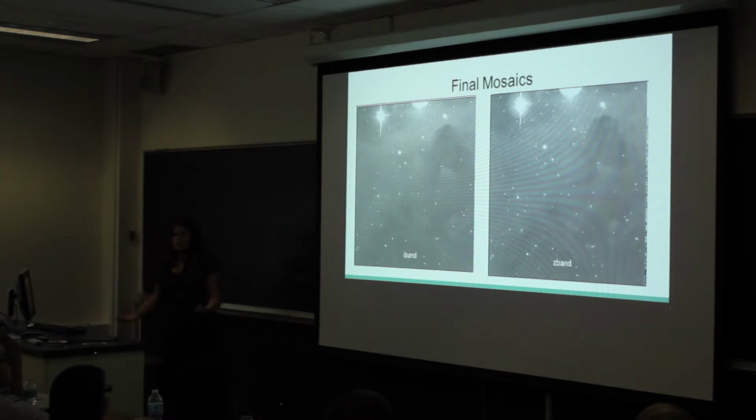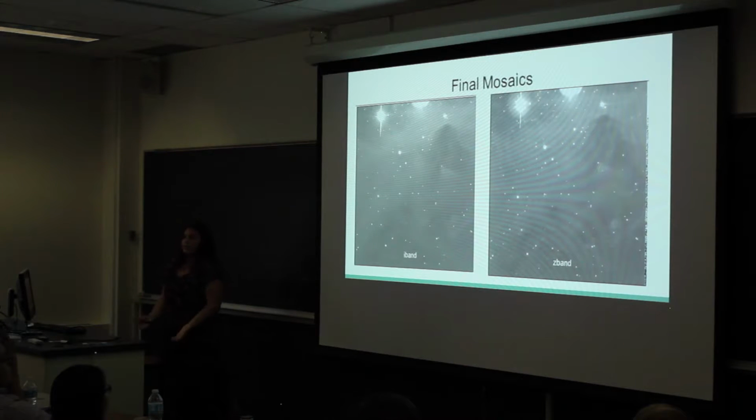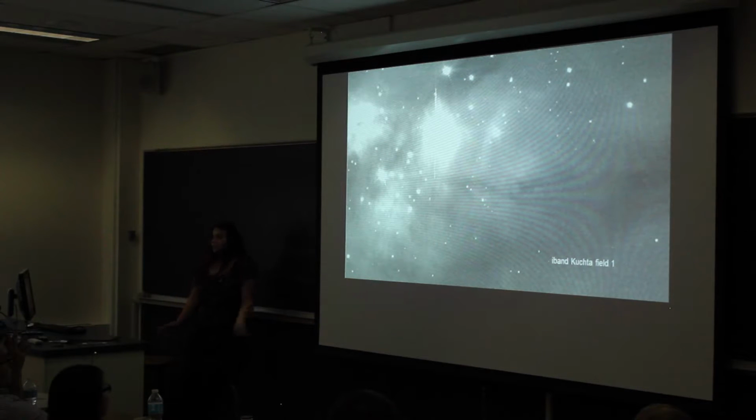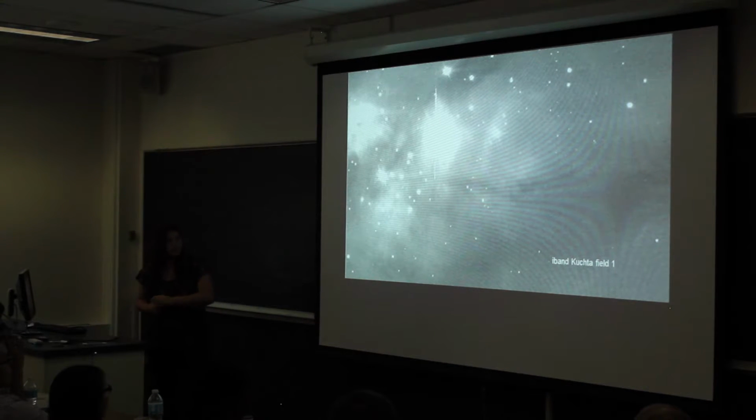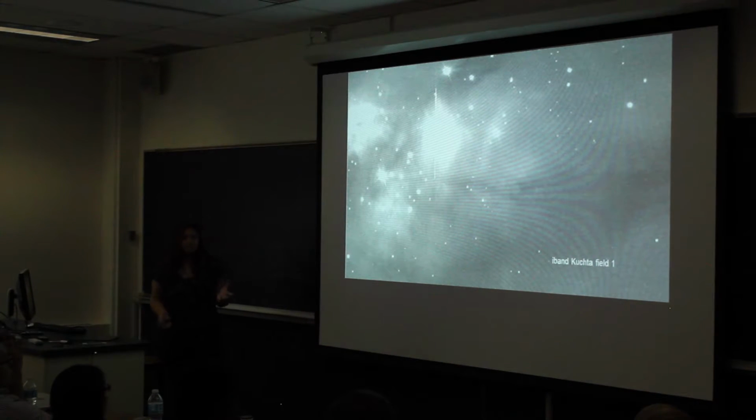A mosaic is when you take all of the images of a certain field and stack them on top of each other to get the best signal to noise and get rid of any contamination from stray cosmic rays that may have hit the detector. So this is one of the fields that I've been working with a lot, and you can see some very cool features. This is a protostar, and you can see some of the dark cloud over here, which is where the stars form in denser clouds.